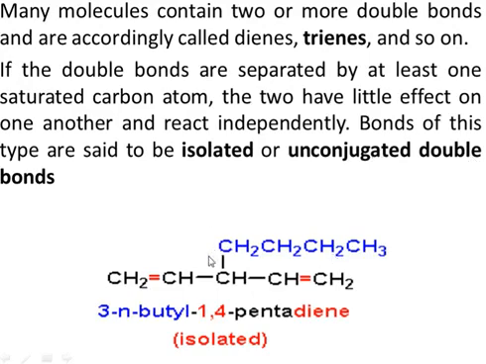Just suppose that we have this double bond and this double bond, and you can see that they are separated by one sp3 hybridized carbon, right? So these two double bonds are separated by at least one saturated carbon, that is an sp3 carbon. So these double bonds are called isolated or unconjugated. When we carry out a reaction, both will act independently. So this double bond will not influence this double bond.